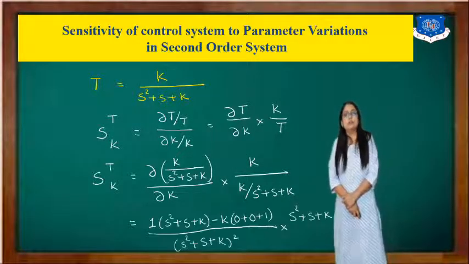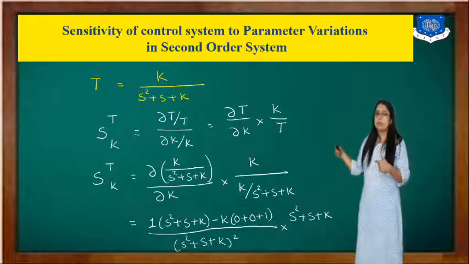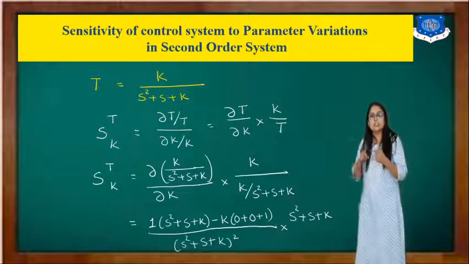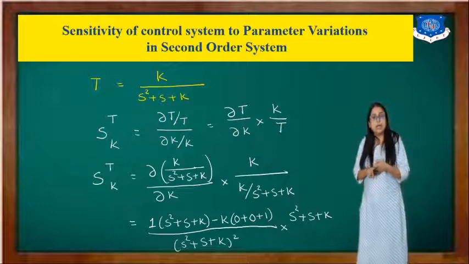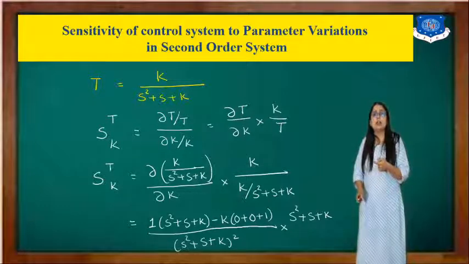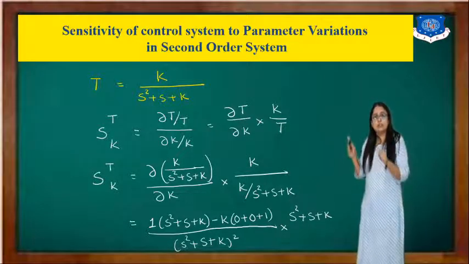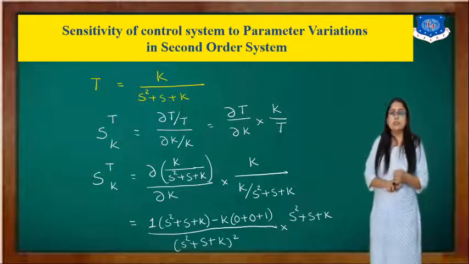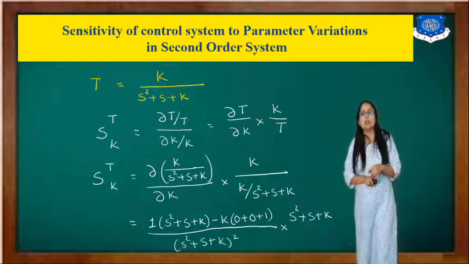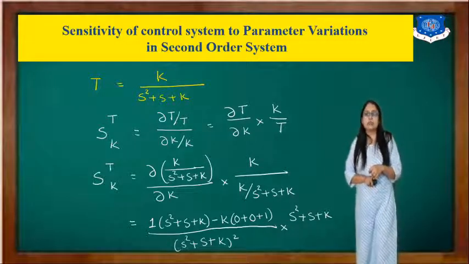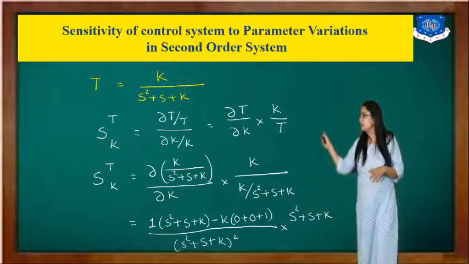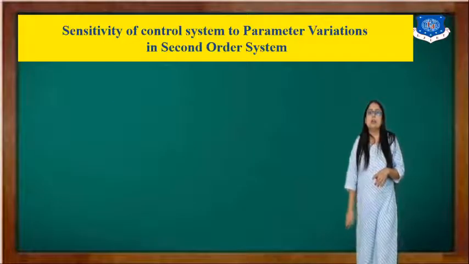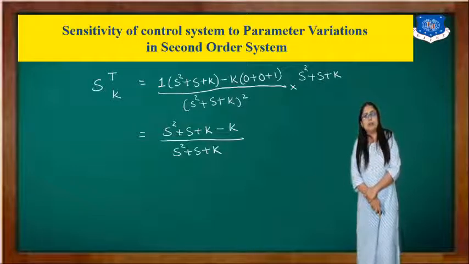Now we have to find the differentiation of that with respect to K. So differentiation of K with respect to K is 1. Denominator as it is, that is S square plus S plus K, minus the numerator K, times the differentiation of that bracket, that is 0 plus 0 plus 1, divided by S square plus S plus K whole square. And then you have to multiply that with S square plus S plus K, because this K is cancelled out. Now you just open the bracket.